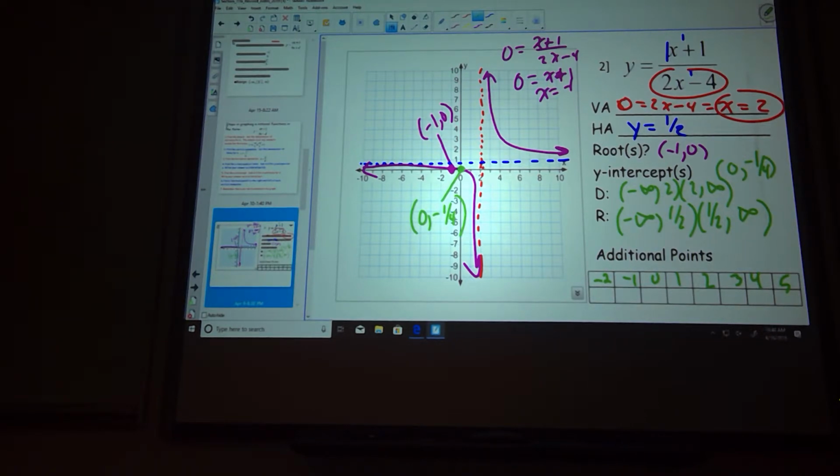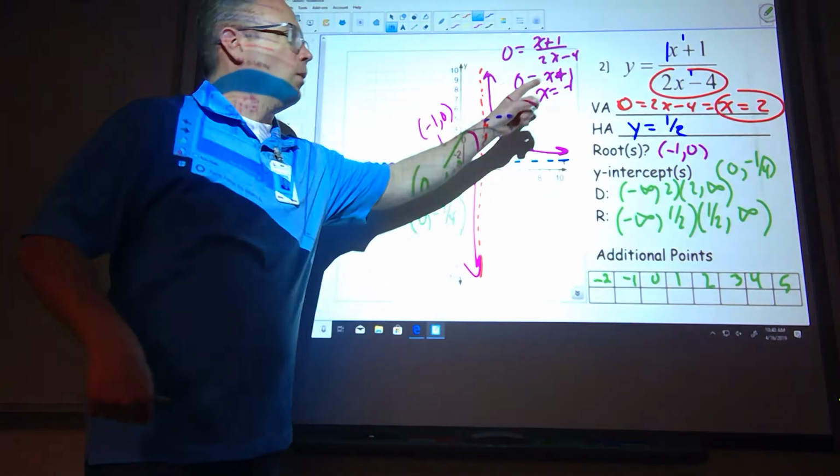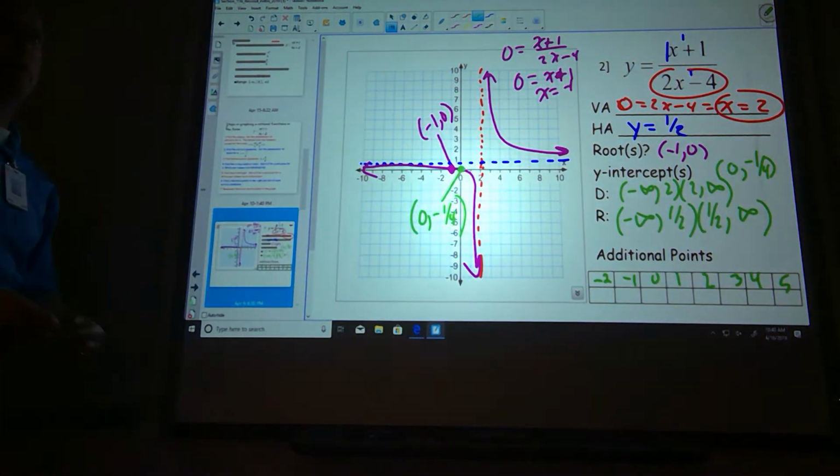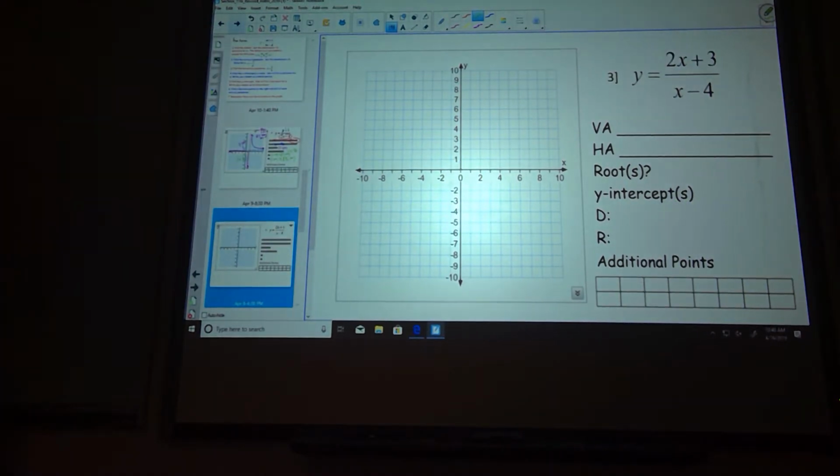May I move on? So at 1/2 it would be 0 then? That's why it doesn't work? 1/2 would be undefined. Oh, okay. If I plug 1/2 in, my denominator becomes 0. That's what I want. All right.